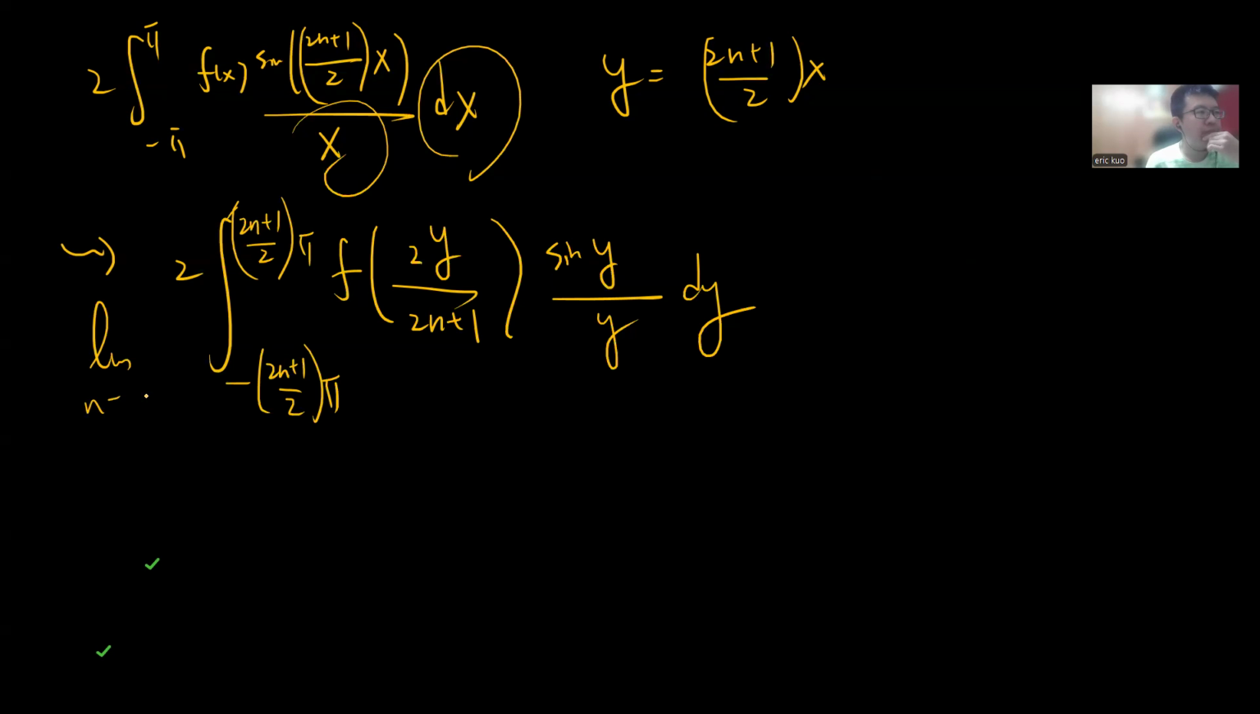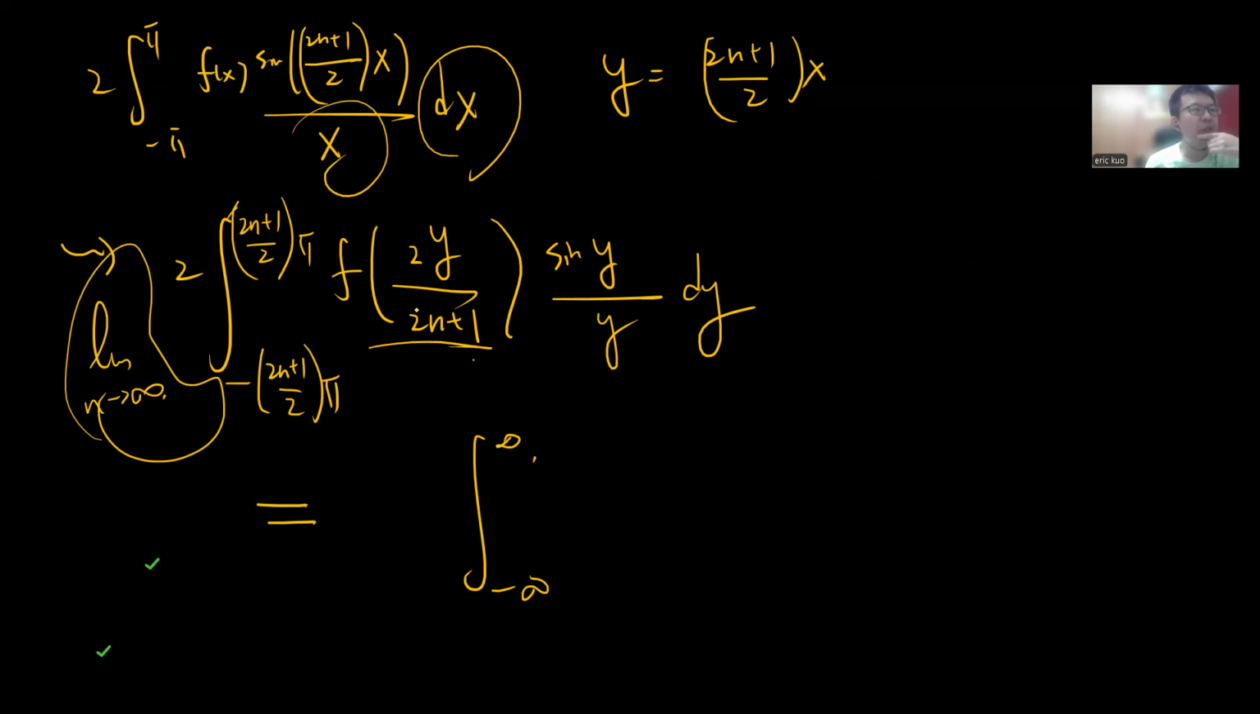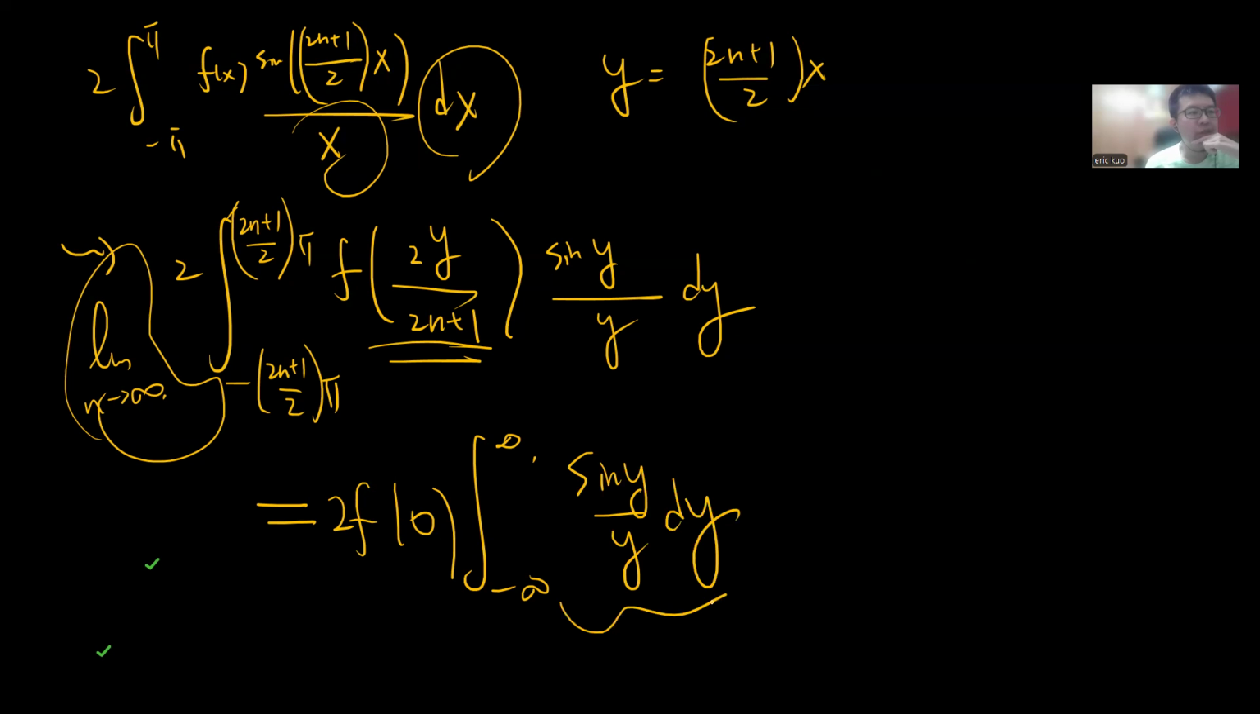When n goes to infinity, maybe you need some technical input, but you can see that this integral becomes a whole integral over the real line. And this guy I can pull out, because 2n plus 1 is in the denominator, so it's basically f of 0 times 2 times the integral of sine y divided by y dy. From 0 to infinity that is pi over 2, but from negative infinity to infinity it is pi. So it's basically 2 pi f of 0.